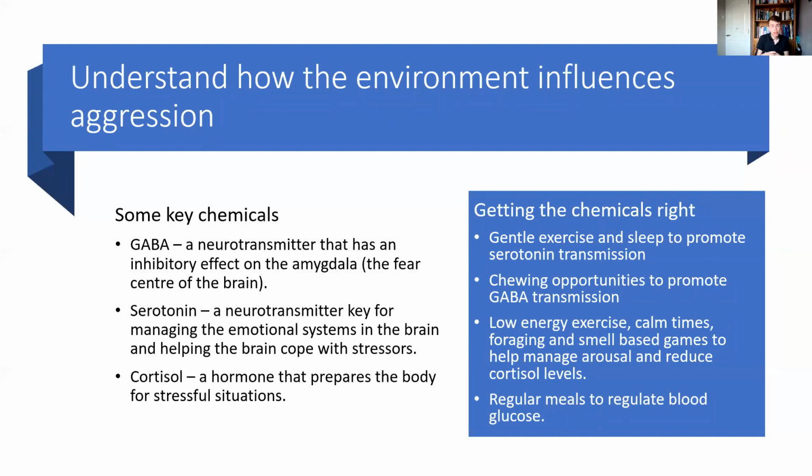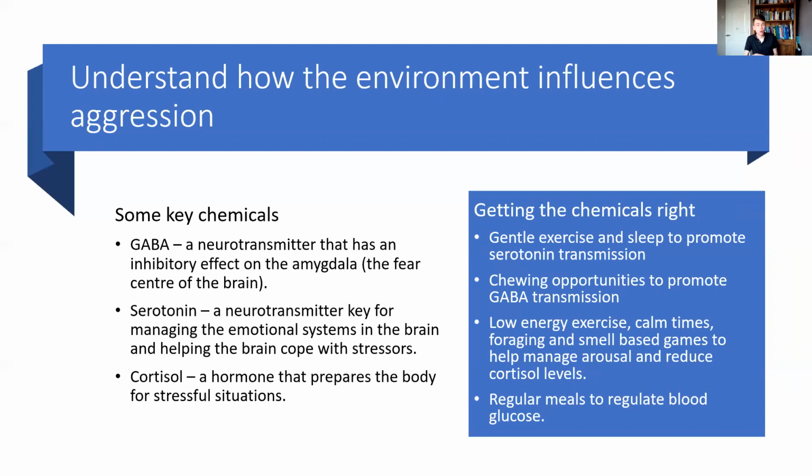Serotonin is another key one. It's a neurotransmitter, again, in the brain that's really key for helping manage all those emotional systems in the brain. So helping manage those fear responses, helping the rational side of the brain let the emotional side of the brain know that they don't need to panic, or they don't need to get overexcited, or they don't need to respond in a silly way to something, or in a fearful way to something. It helps manage that emotional regulation. It helps dogs cope, or helps any animal or any mammal really cope with things.